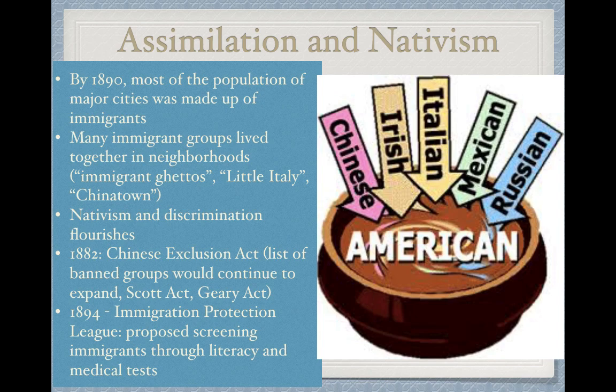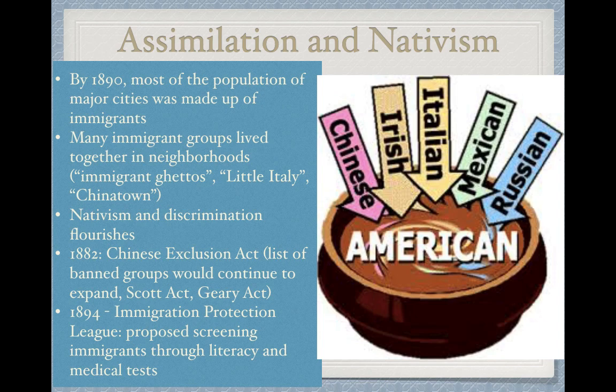By 1890, most of the population in major cities is going to actually be made up of immigrants. Oftentimes, these immigrant groups would live in neighborhoods, which were sometimes referred to as ghettos. Today, ghetto has a different kind of connotation, but technically a ghetto is just a place where people of a like background or nationality would gather together, people with similarities. So Little Italy or Chinatowns would be references to immigrant ghettos.